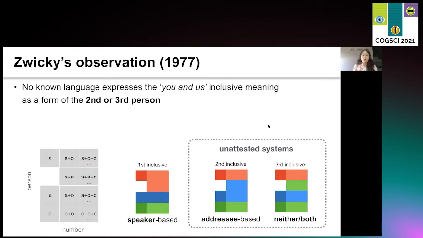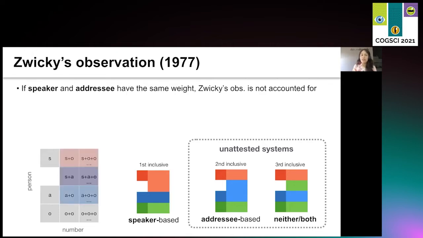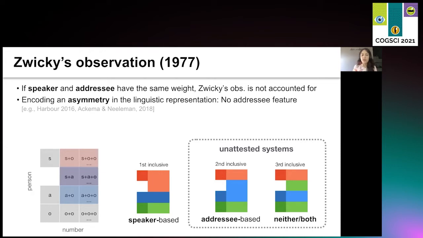Okay. So this observation made by Zwicky is actually quite puzzling. And the reason why it's puzzling is because it seems to suggest that the speaker and the addressee might not have the same weight in our feature representation. So most linguistic theories that have tried to account for this observation have encoded an asymmetry in the representation of speaker and addressee in the human mind. So, for example, it has been proposed that there is no addressee feature, and that's why we cannot have systems that are addressee-based, whereas there is a speaker feature, and that's why we can have speaker-based systems.